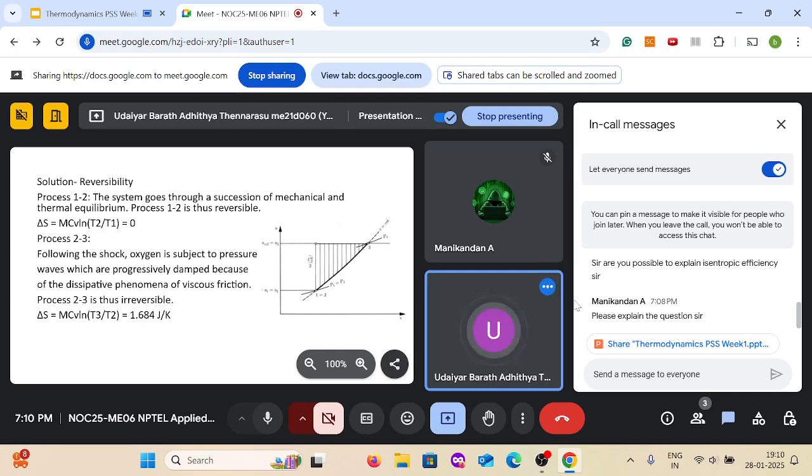Then the second process is, after reaching a constant velocity of 100 meters per second, you crash onto a wall and bring it to a stop. So that's the question, and you have to find out the entropy change, how the temperature is changing, and how the internal energy is changing.